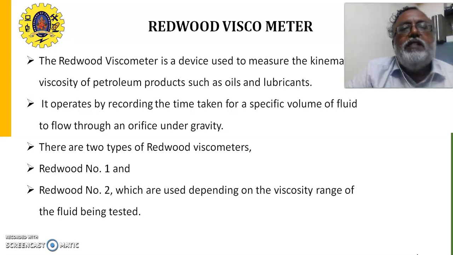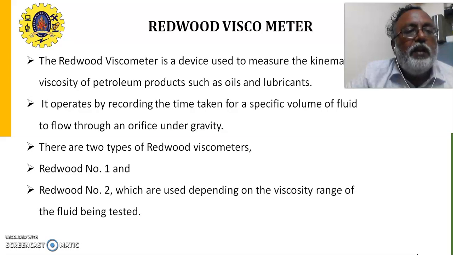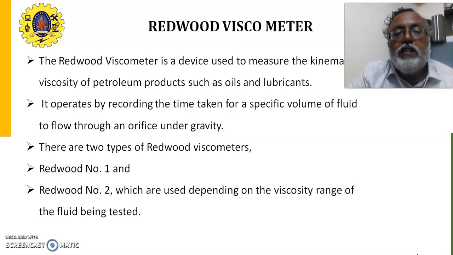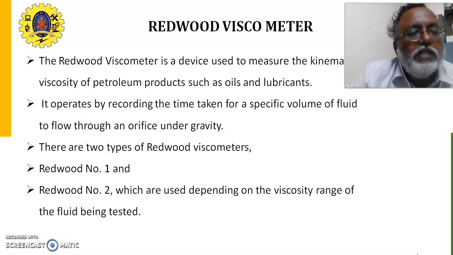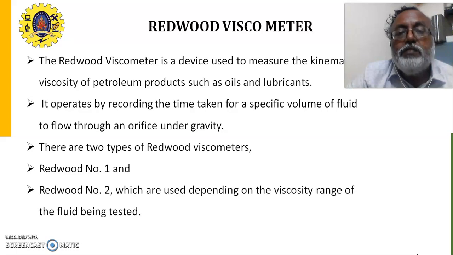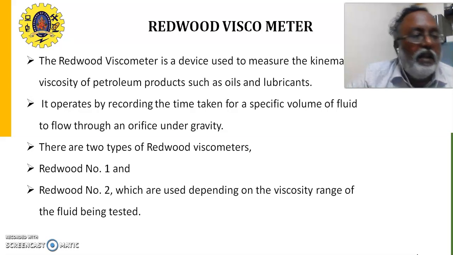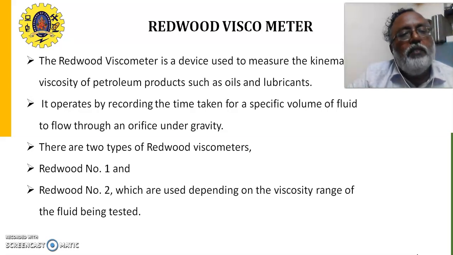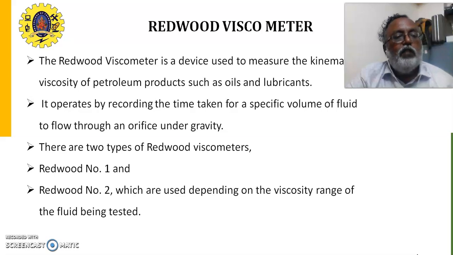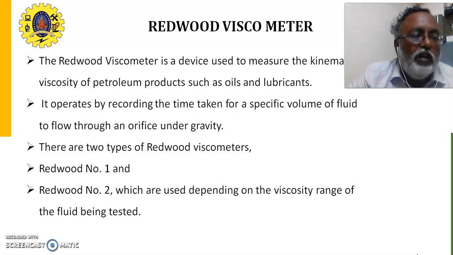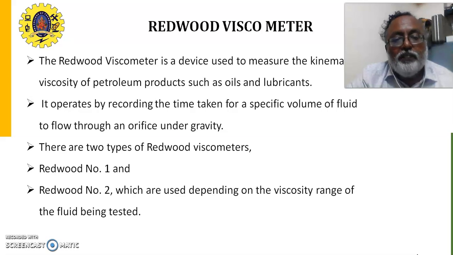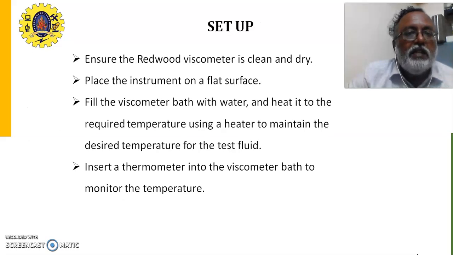The Redwood Viscometer is a device used to measure the kinematic viscosity of petroleum products such as oils and lubricants. The Redwood Viscometer operates by recording the time taken for a specific volume of fluid to flow through an orifice under gravity. There are two types of Redwood Viscometers: Redwood number 1 and Redwood number 2, which are used depending on the viscosity range of the fluid being tested.